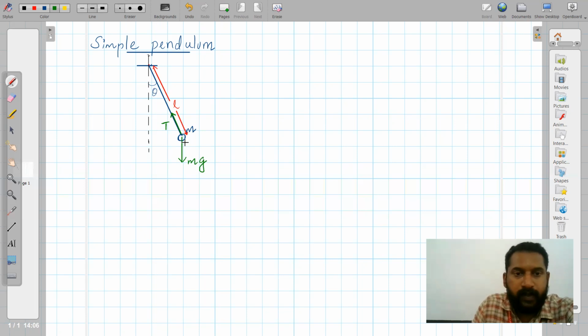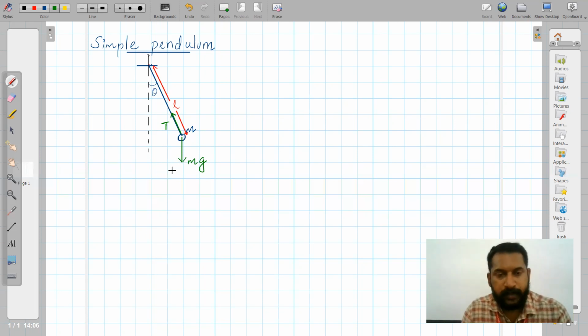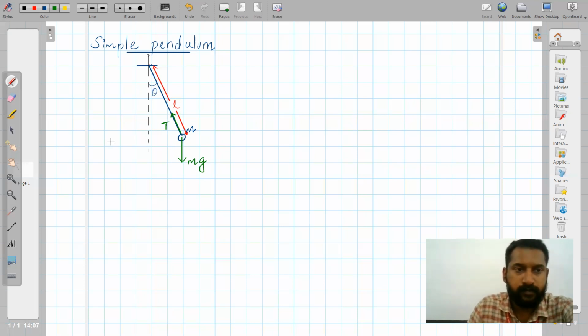This is the diagram that you have to draw if you want to apply the Newtonian formulation to the problem of the simple pendulum. When I apply the Lagrangian or Hamiltonian formulation, there is no need to mark these forces. Instead, I will mark the velocity and the position with respect to equilibrium. That is the first difference. For applying Newtonian mechanics, you need to mark the forces acting on the system, and then you have to apply Newton's equations of motion.